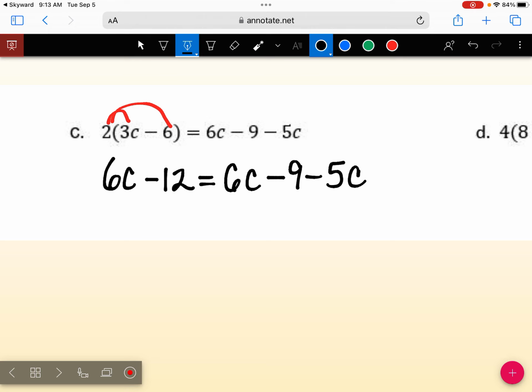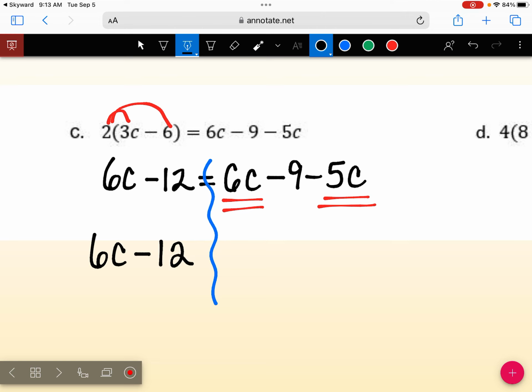So we'll start by combining our like terms. Go ahead and add 6c minus 5c. And 6 minus 5 is 1. So you have 1c minus 9.